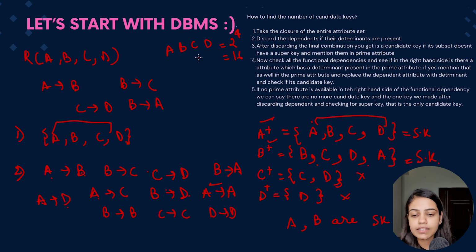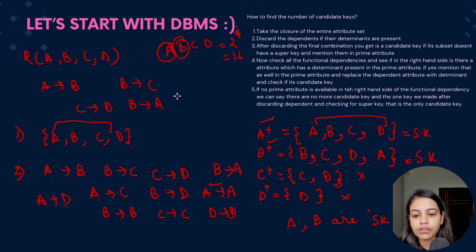Now among those 16 sets, if there is any set containing A, that will be a super key. If there is B in any set, that will be a super key. So right now we will not go ahead and find the power set and then calculate the closure of that particular power set to find the number of super keys.